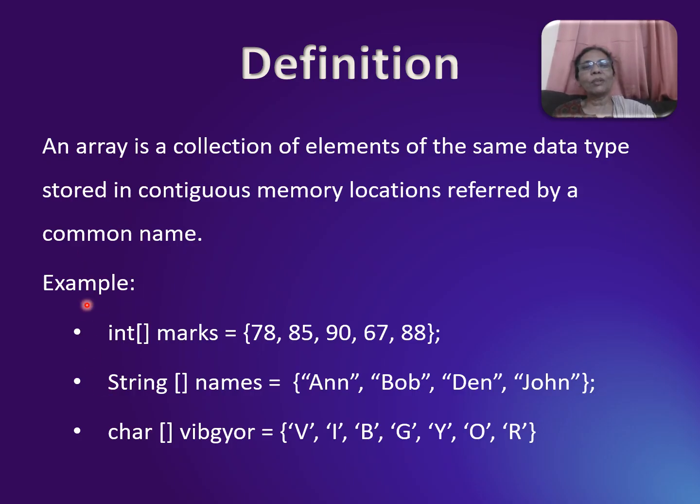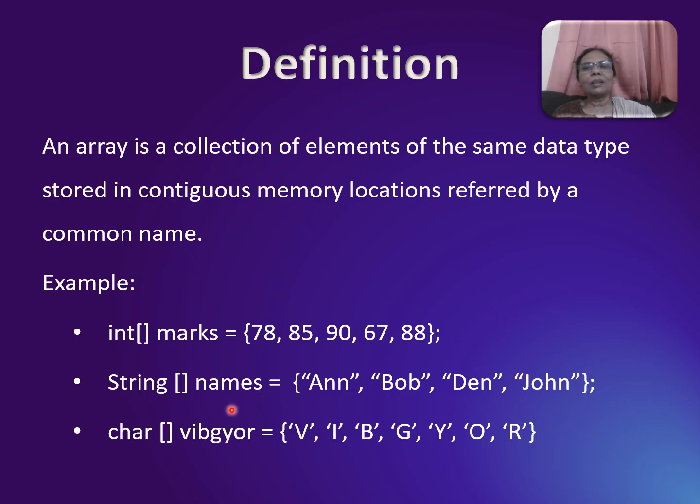Some examples of arrays. Marks being integers, you can store the marks as integers, and this pair of square brackets indicates a collection. So basically an array is a collection of data or a set of data, and in Java we use a pair of square brackets to indicate the set. So int[] marks equals, in curly brackets we have 5 marks: 78, 85, 90, 67 and 88. So this is one example of an array.